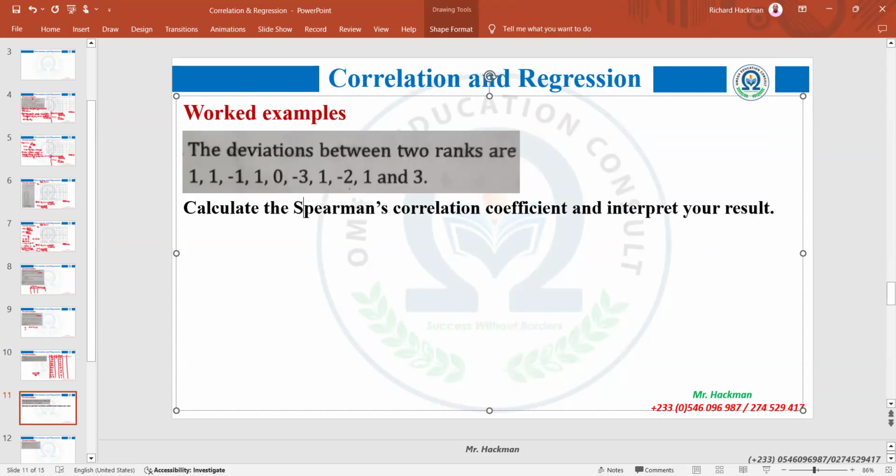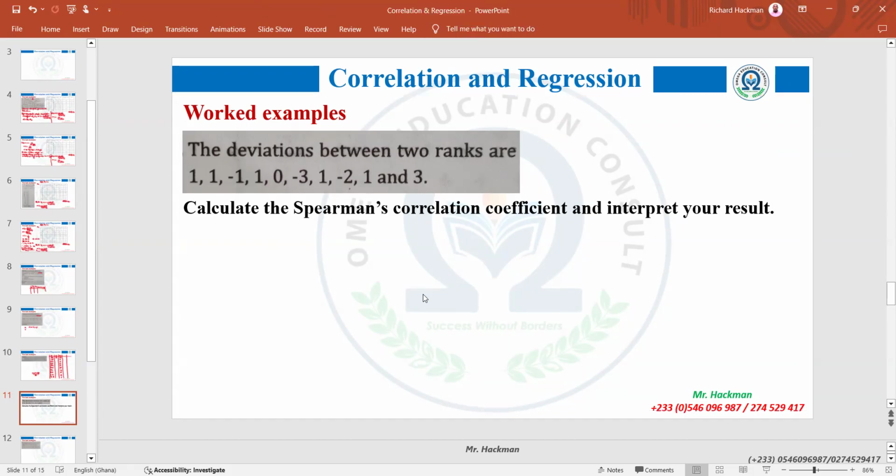The Spearman is supposed to be capital S. All right, so this is what we have. The deviations between two ranks are what we have here. So I want to ask you, how would you deal with this? Any ideas? What have you been given per the information here?